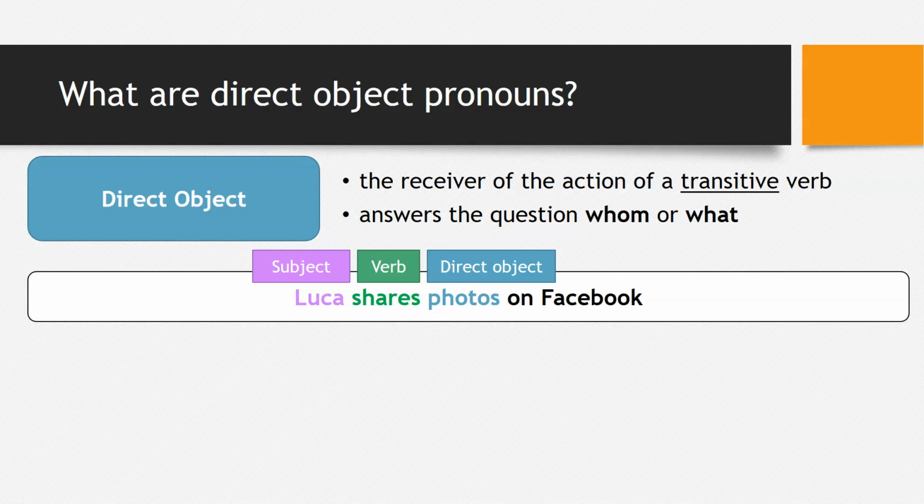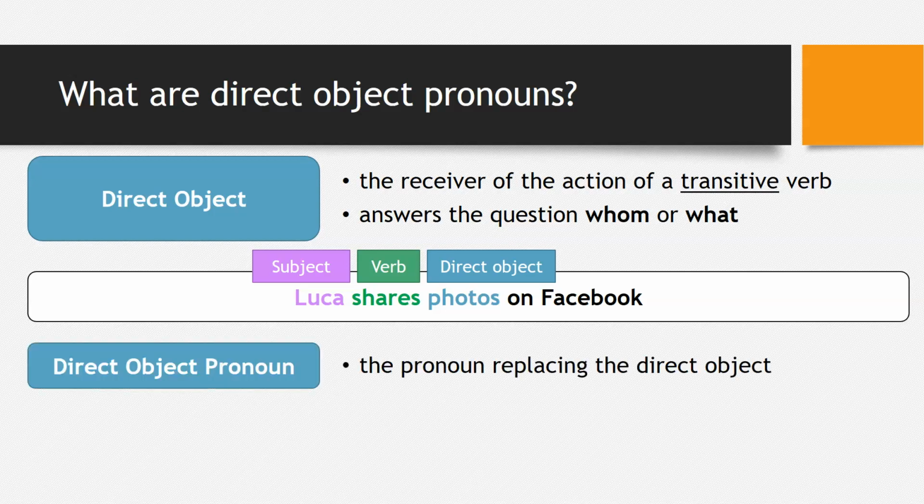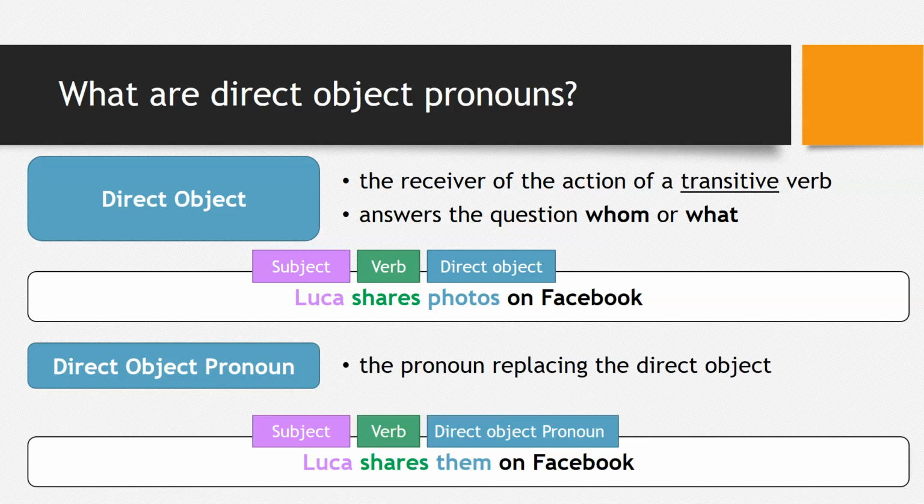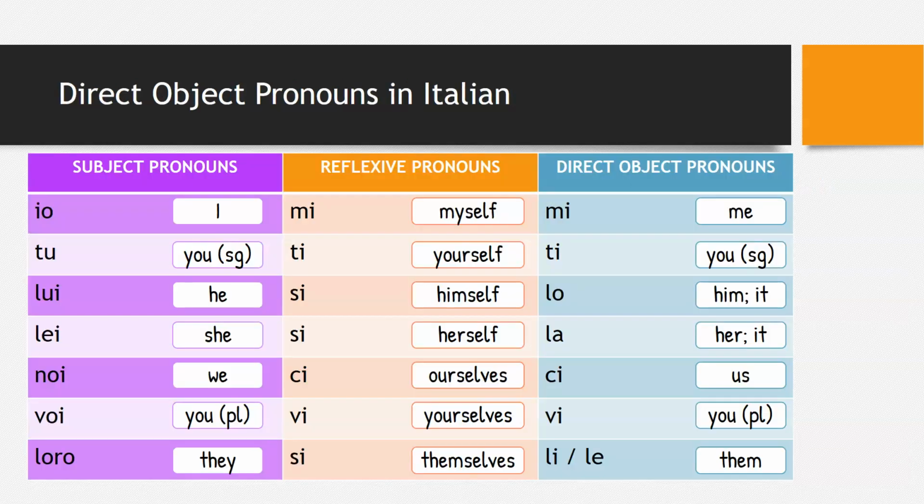So, a direct object pronoun is a pronoun which replaces that direct object, in this case, photos. So we can say, instead, Luca shares them on Facebook. Let's have a look at what the direct object pronouns look like in Italian. So here's our pronoun table, and this time we have added our direct object pronouns. You can see we have mi, ti, lo, la, ci, vi, li, and le.